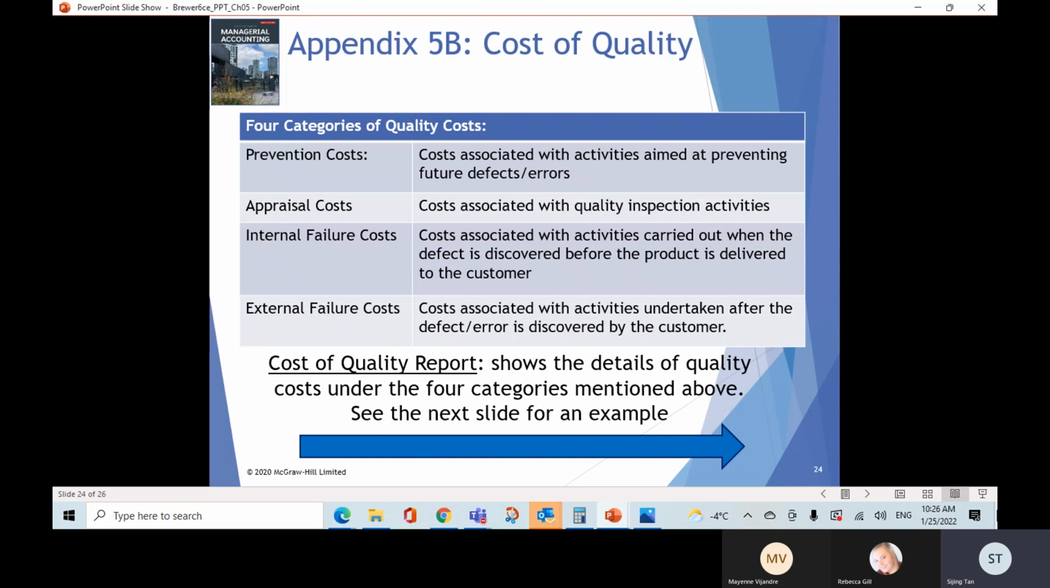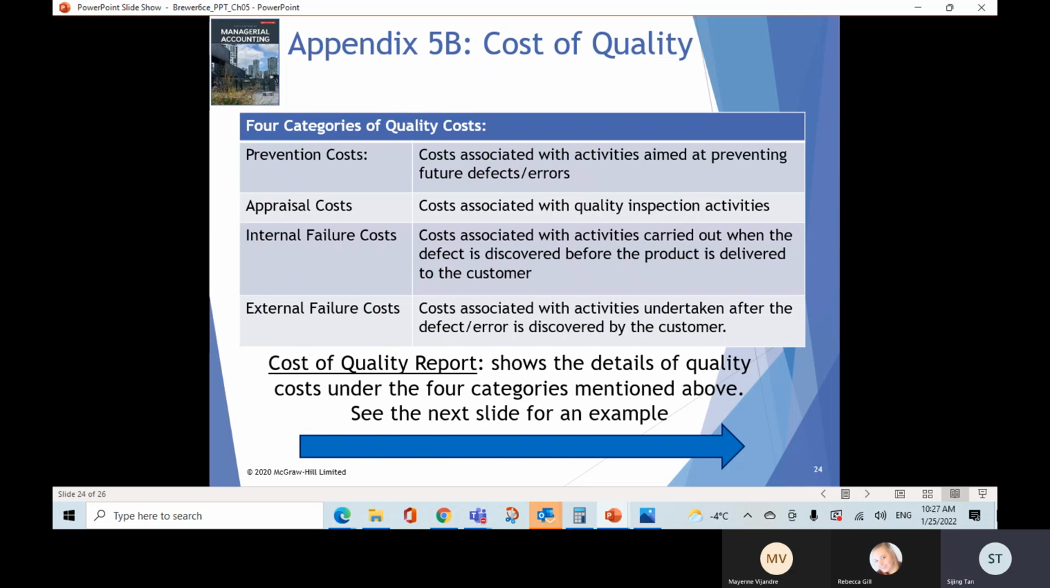First of all, prevention costs, costs associated with activity aimed at preventing future defects or errors. Appraisal costs is the cost associated with quality inspection activities. Internal failure costs is the cost associated with the activity carried out when the defect is discovered before the product is delivered to the customer. External failure costs is the cost associated with activity undertaken after the error is discovered by the customer.